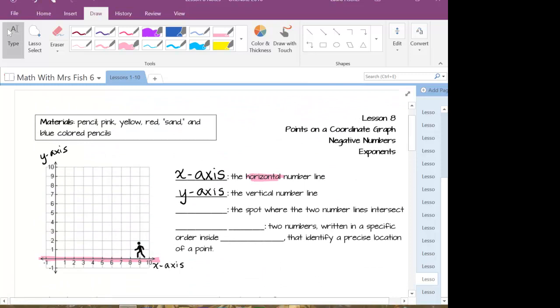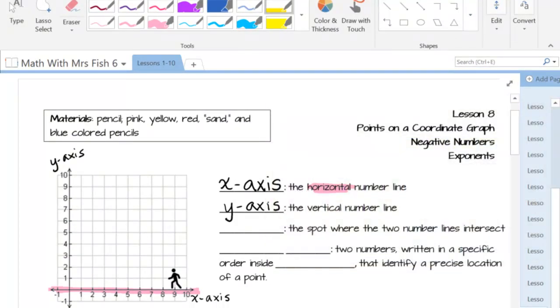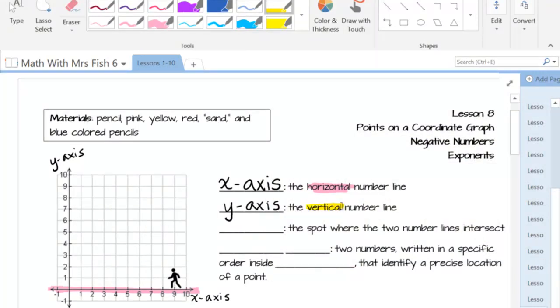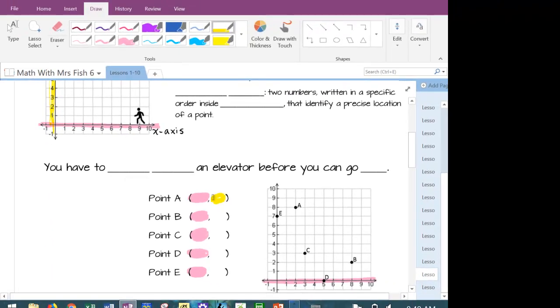And now I'm going to get my yellow highlighter. And we're going to use that for the vertical number line. And it's going to be here and here and here.